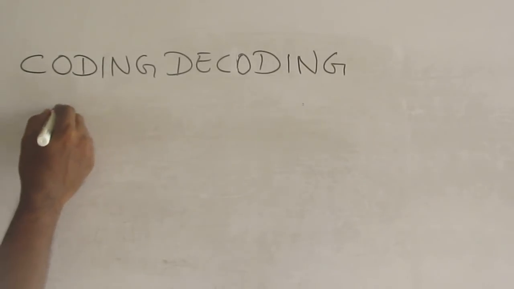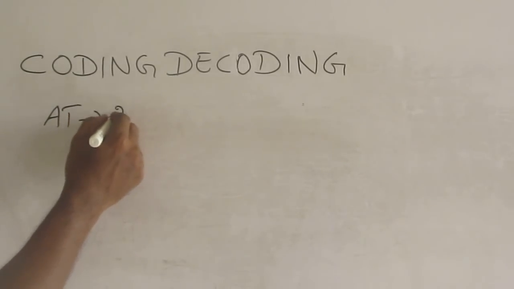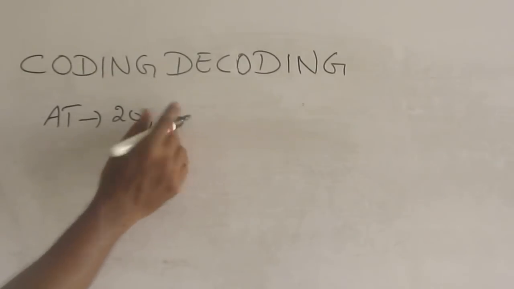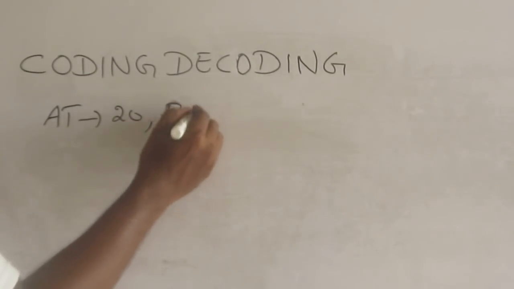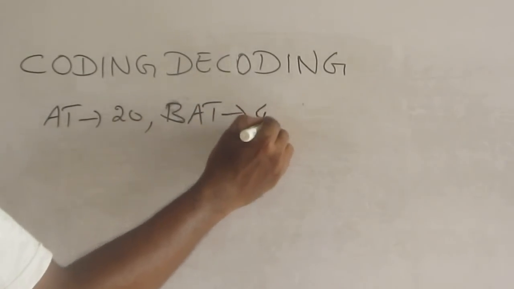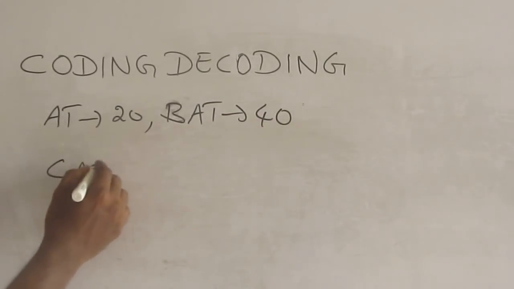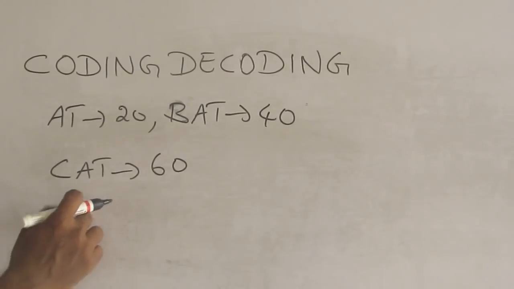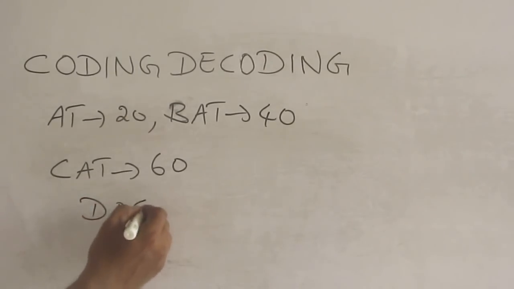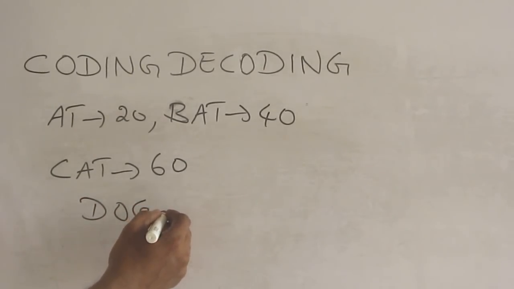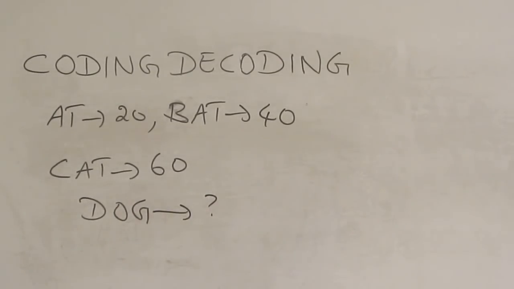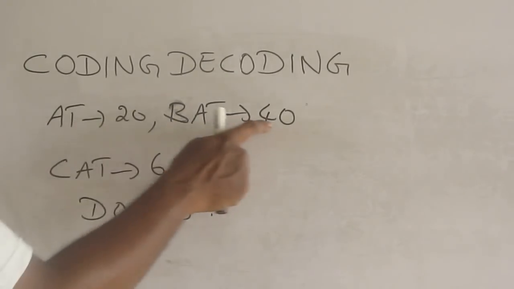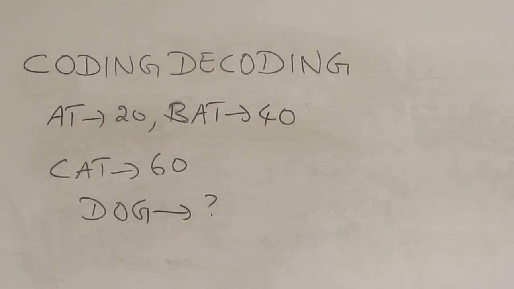If at is 20, bat is 40, cat 60, what is the code for dog? What is the code for dog? You want to try? Most of the students think that it is 20, 40, 60, 80, but not necessarily like that.